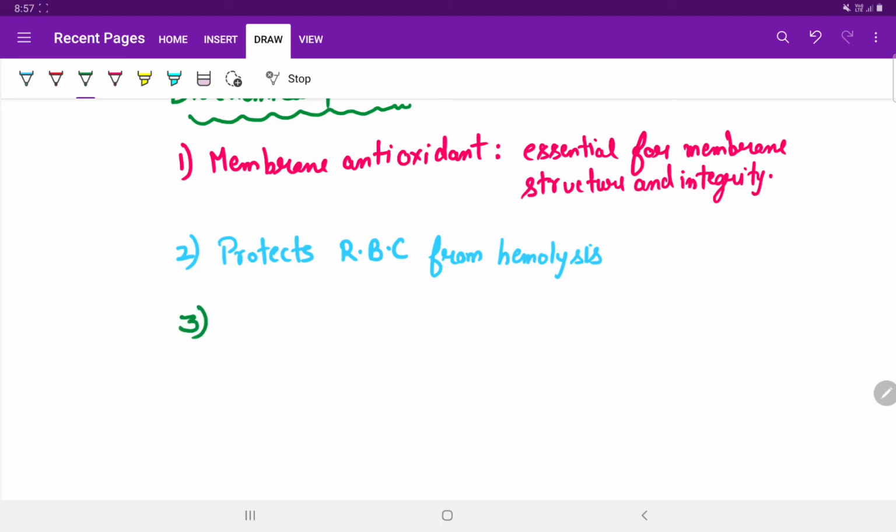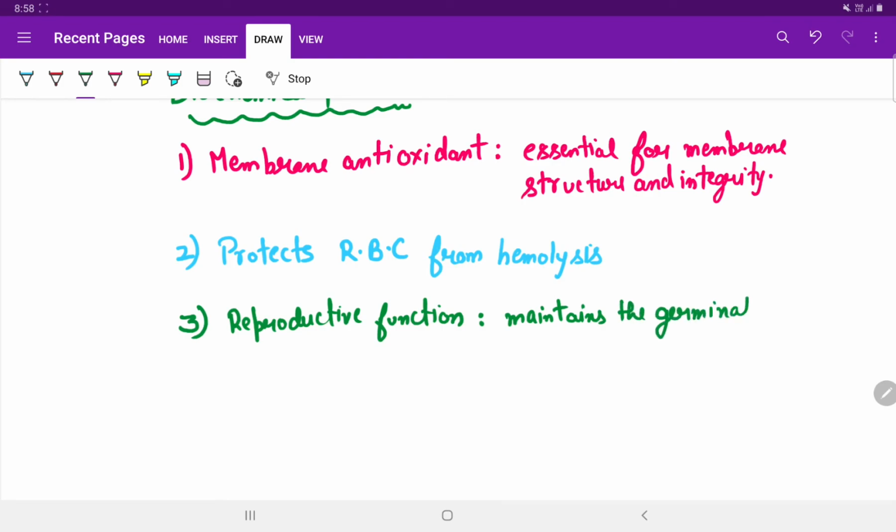Now the third one is it is closely associated with reproductive functions. So how does it perform the reproductive functions? It maintains the germinal epithelium of gonads for proper reproductive functions.